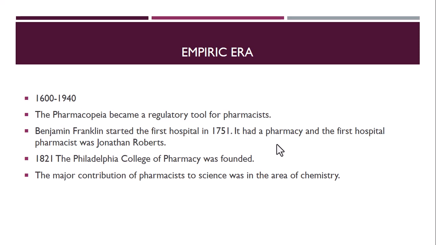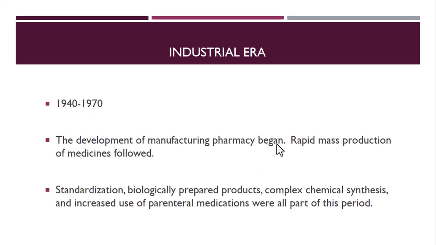So Benjamin Franklin started the first hospital in 1751. It had a pharmacy, and the first hospital pharmacist was Jonathan Roberts. Okay, so in 1821, the Philadelphia College of Pharmacy was founded. A major contribution of a pharmacist to science was in the area of chemistry.